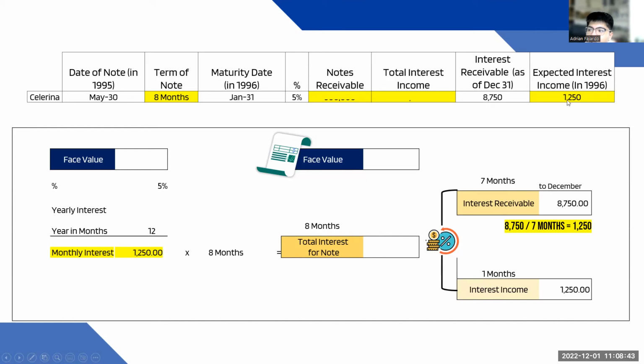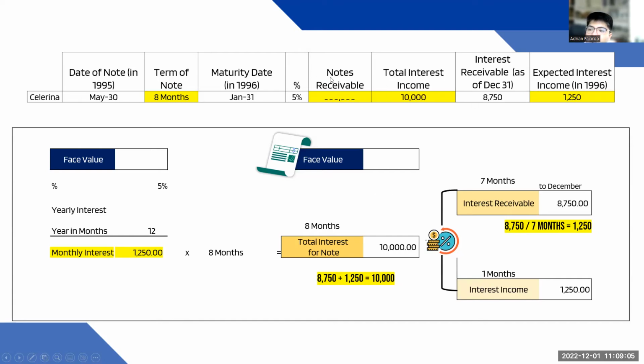So, alam na natin yung expected interest income in the next year or in the next period. So, the next thing that we can solve for is that alam na natin yung both components, so we know the total interest of the note, which is just basically 8,750 plus 1,250 is equal to 10,000, right? And then finally, alam na natin yung total interest income.